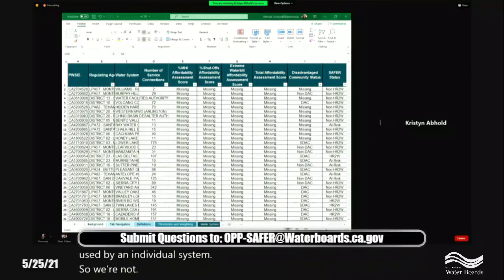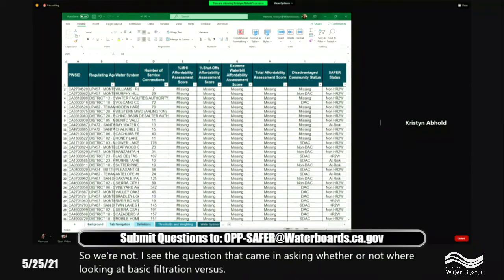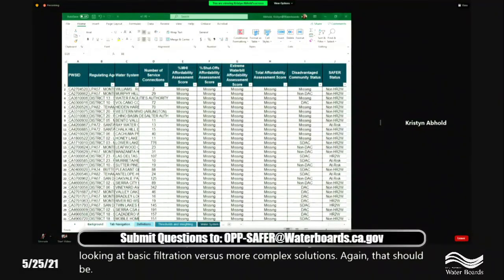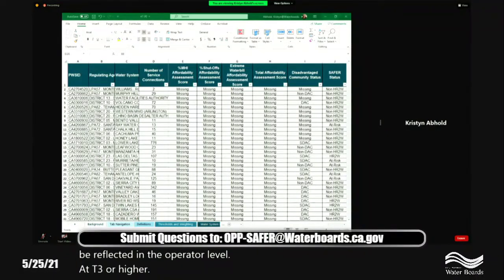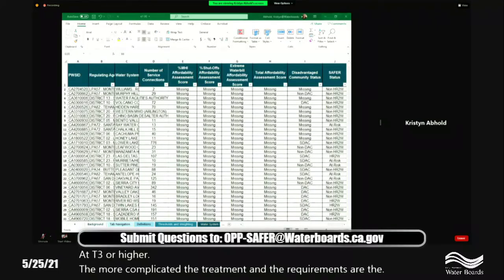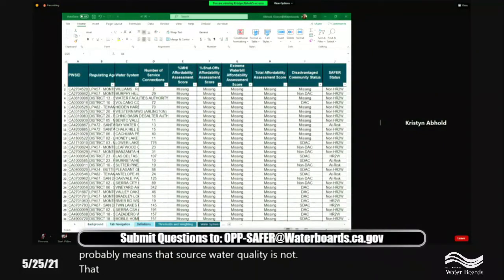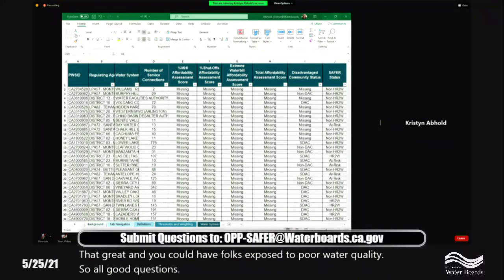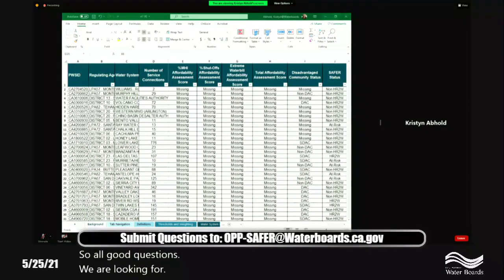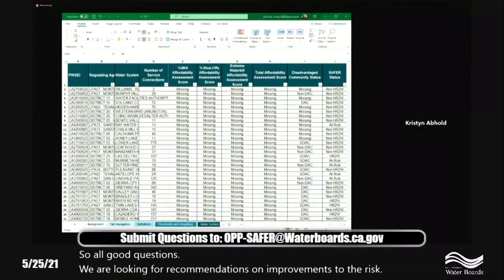So I see the question that came in asking whether we're looking at basic filtration versus more complex solutions. Again, that should be reflected in the operator level, T3 or higher. The more complicated the treatment and the requirements are, the tougher it is. And honestly, what it's also looking at is if that system was to fail, it probably means that source water quality is not that great, and you could have folks exposed to poor water quality. So all good questions. We are looking for recommendations on improvement to the risk assessment and the affordability assessment.